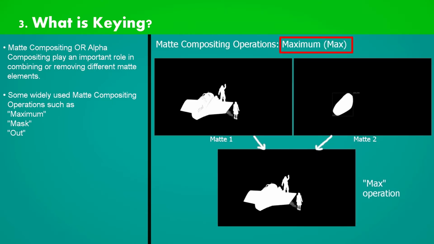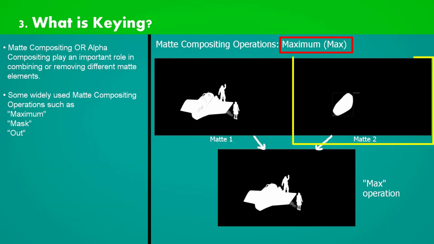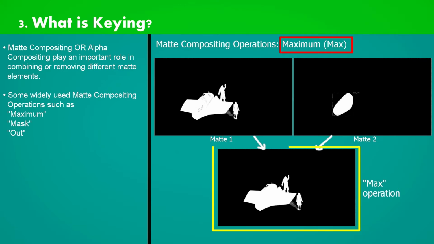Finally, coming to a very important lifesaver, the max operation. Normally, it is used to combine mattes. Image 1 is our clean matte, which has some matte holes. The second image is the garbage matte. So using the max or maximum operation, the maximum pixels are applied and we get the clean core matte.